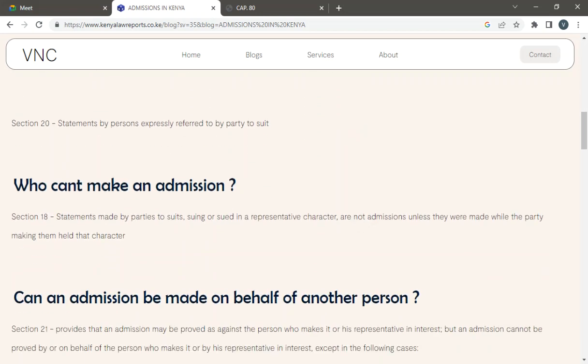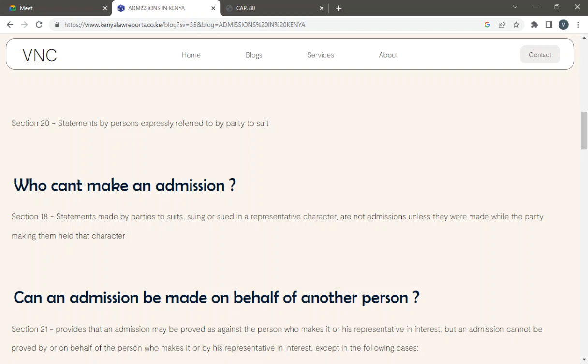Then the next question you should ask yourself is, who can't make an admission in Kenya? If you look at section 18 of the Evidence Act, they say statements made by parties to suits suing or sued in a representative character are not admissions unless they were made while the party making them held that character. This section proves to be a little bit confusing to students, but if you break it down you'll understand it clearly. They say statements made by parties to suits suing or sued in a representative character.